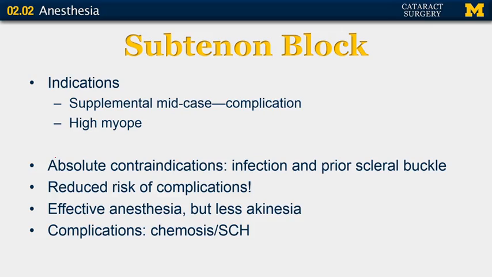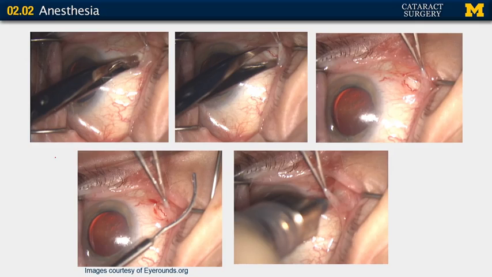Also, for patients who have high myopia, subtenons block is a good type of anesthetic to use. Absolute contraindications include patients with active eye infection or prior scleral buckle. The main advantage of the subtenons block is reduced risk of complications compared to retrobulbar block. It's an effective form of anesthesia, but less so with akinesia, and potential complications include local chemosis and subconjunctival hemorrhage.